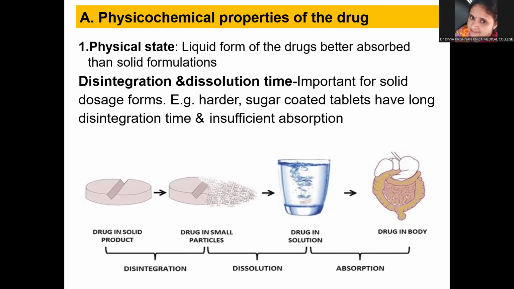So the factors can be divided into two parts. First is the physiochemical properties of the drug, and the second type of factors are the biological or the pharmacological factors. Under the physiochemical properties of the drug, you have the physical state of the drug. You know that for any drug to get absorbed, it is first disintegrated, then dissolved, and then absorbed. So obviously, the solid dosage forms will have lower bioavailability as compared to the liquid formulations, because liquids are absorbed faster as compared to the solid forms, which require disintegration and then dissolution.